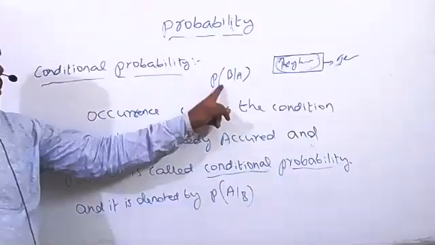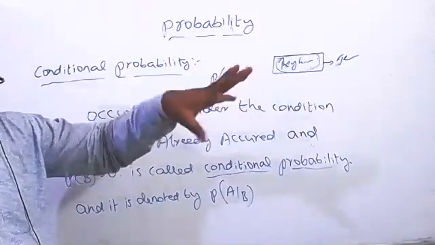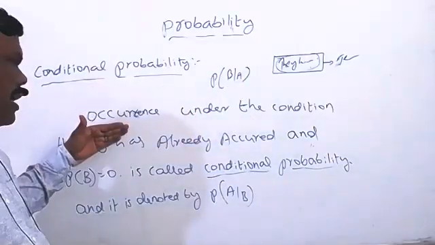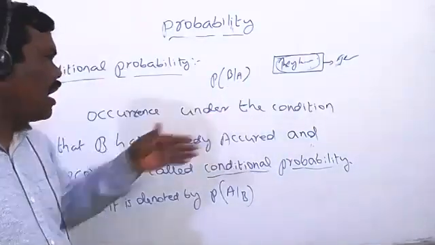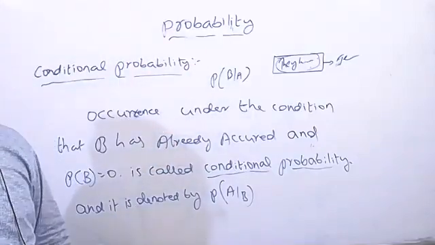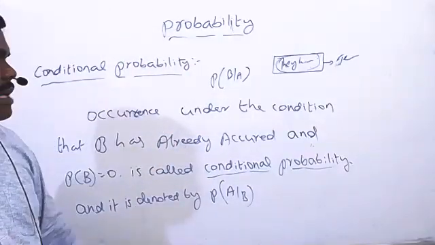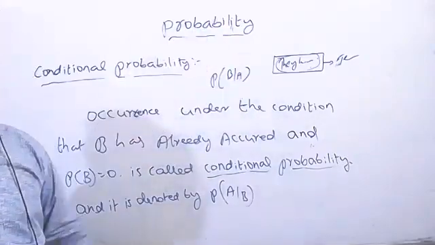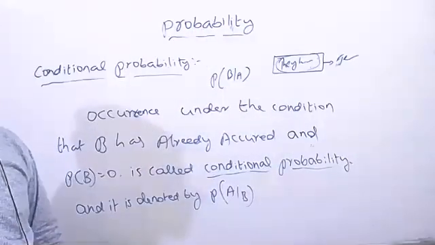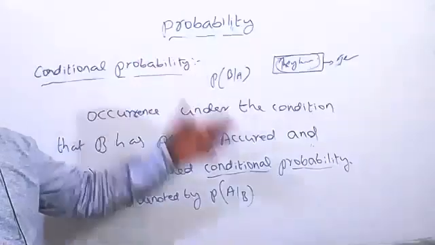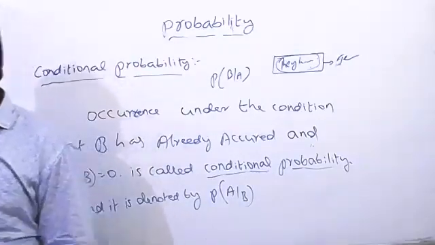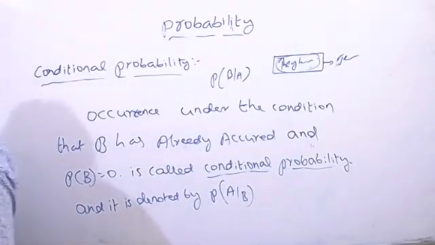What is the meaning of probability of B by A? It means that under event A, B has already occurred. Probability of A has already occurred before B. That is the conditional probability. What do you call that? Conditional probability.